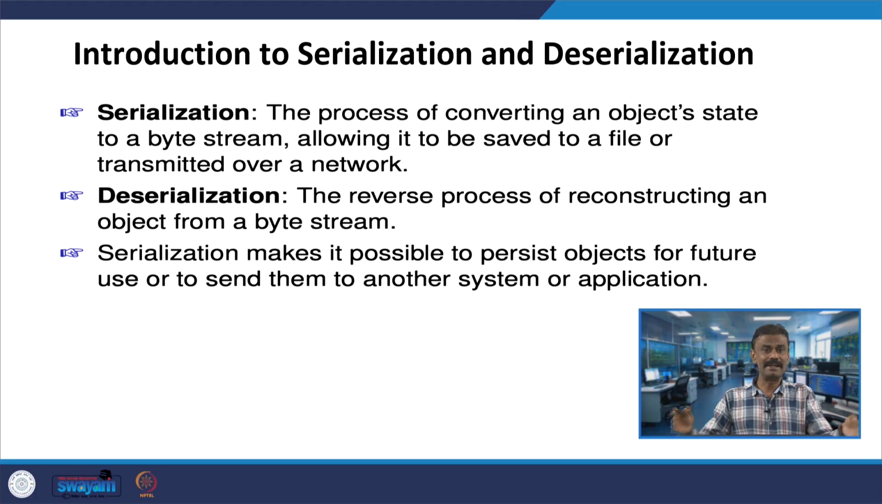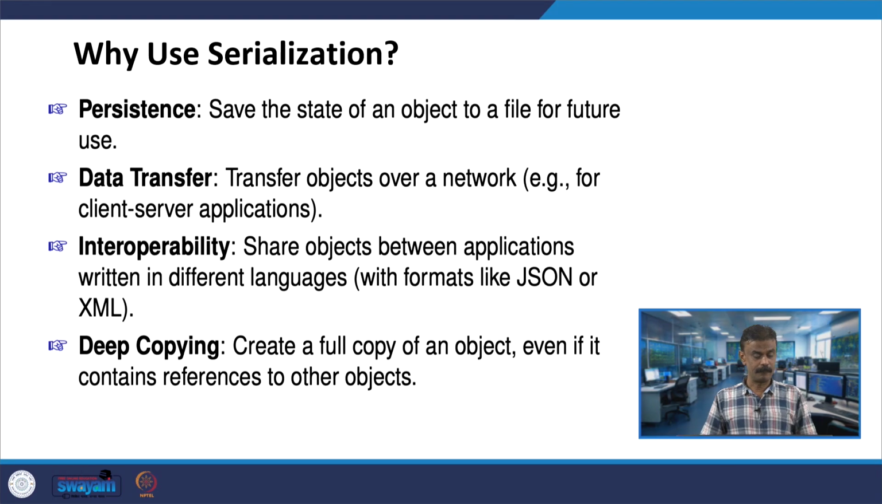So, why is it required? The reason is that serialization makes it possible to persist objects. These objects you can use in the future, or you can even send them to another system or application. So, for the persistence of objects, we use serialization. In fact, this slide will tell you why we are using serialization. As I already said, the first reason is persistence: you can save the state of an object to a file for future use.